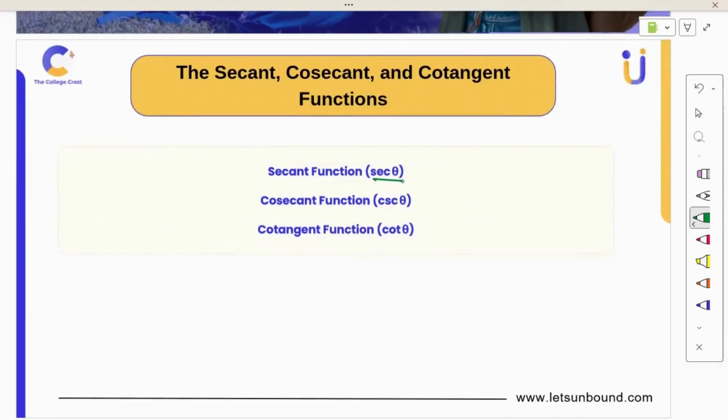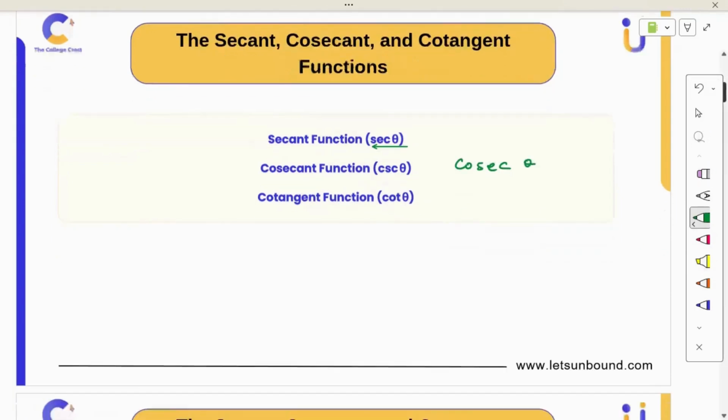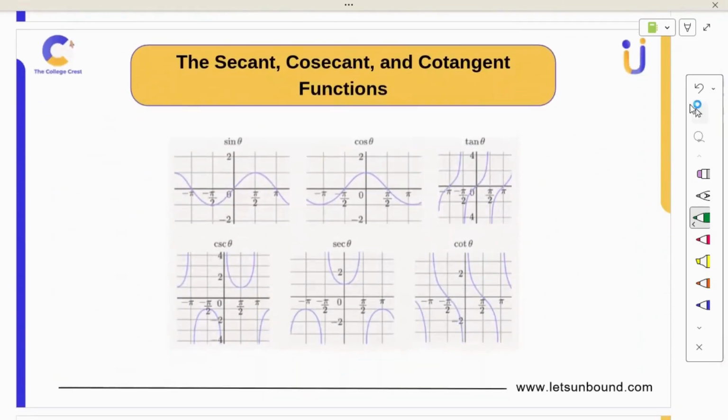So secant function, we represent the notation as sec theta. Cosecant as csc, or sometimes we denote it in this way also, and cot theta. Cotangent is cot theta. Now, the secant, cosecant, and cotangent functions are reciprocals. So you see, sine, when you reciprocate, you will get cosecant. So when I reciprocate, it will become 1 by sine theta.